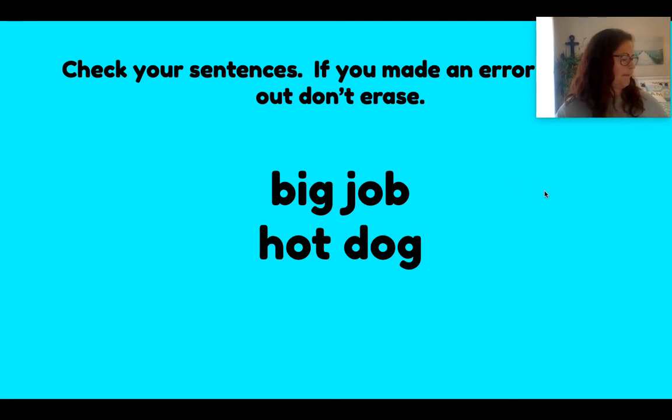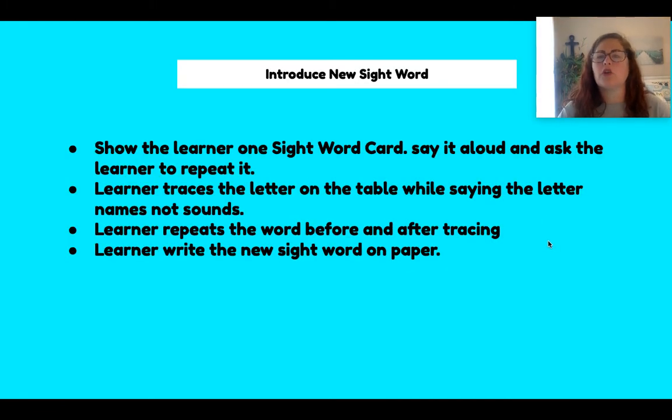Okay, now we're going to do something a little bit different today. We're introducing a new sight word instead of a letter and a sound. So on the slide, you'll see a sight word card. You're going to say it aloud, and then I'm going to say it aloud. I'm going to ask you to repeat it. Now, the difference is that the learner is going to trace the letter while saying the letter name, not the sound, because these are sight words and they don't follow the rules of sounds. So then the learner will repeat the word before and after tracing. They will also write the new sight word on paper.